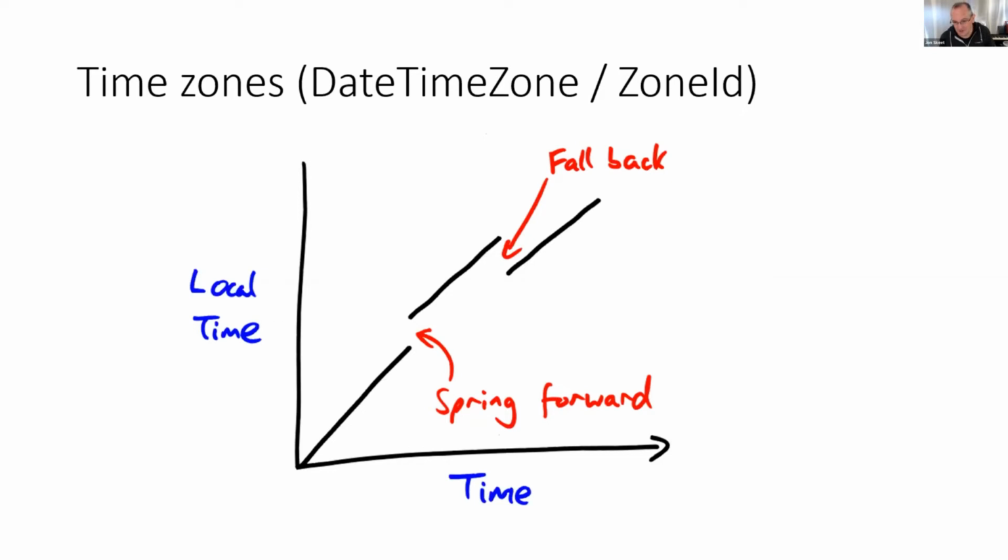And you can see that if you imagine trying to find the time by taking a local time, so one point on the vertical axis of this graph, and then you go along to see where the line hits it. Well, in a spring forward, you may find that the line never hits it, and during a fall back, you'll find that it hits it twice.